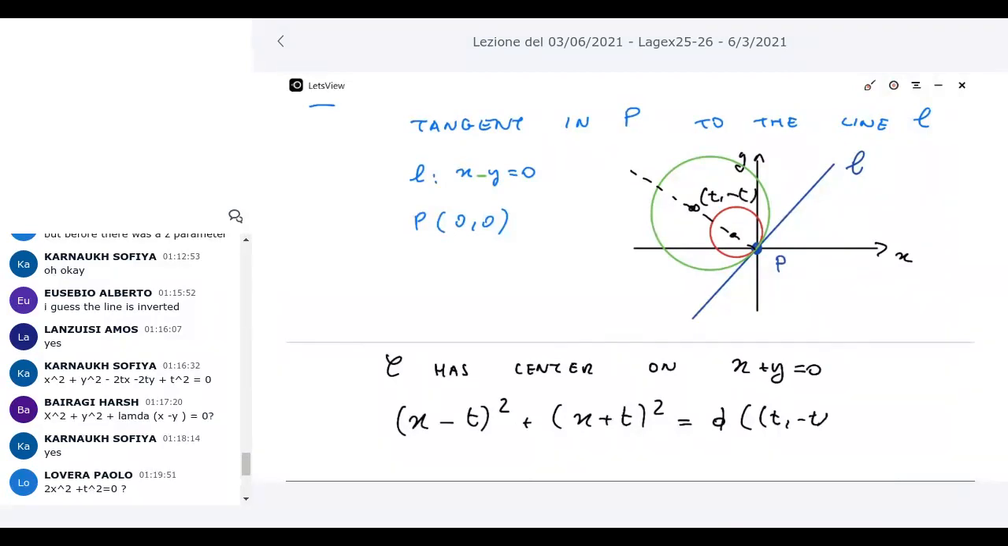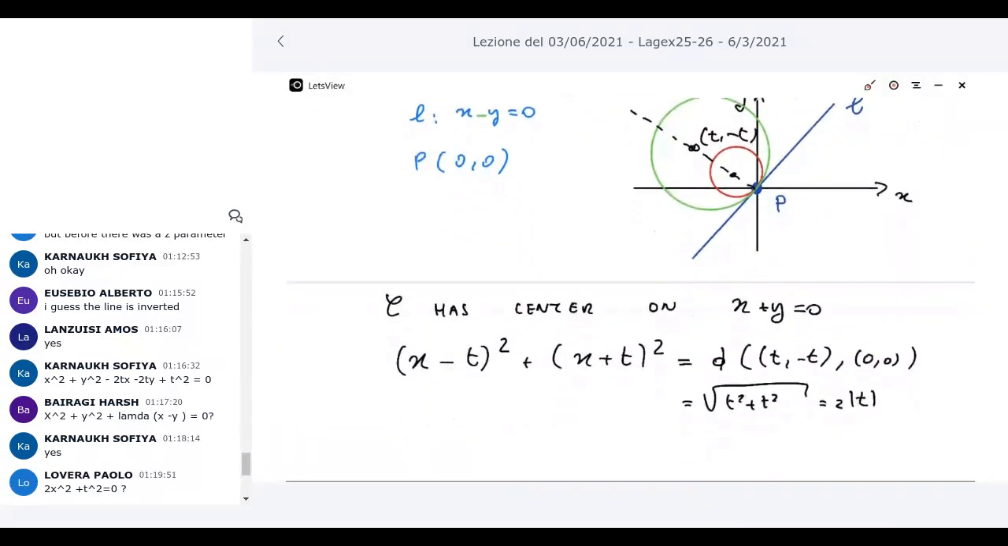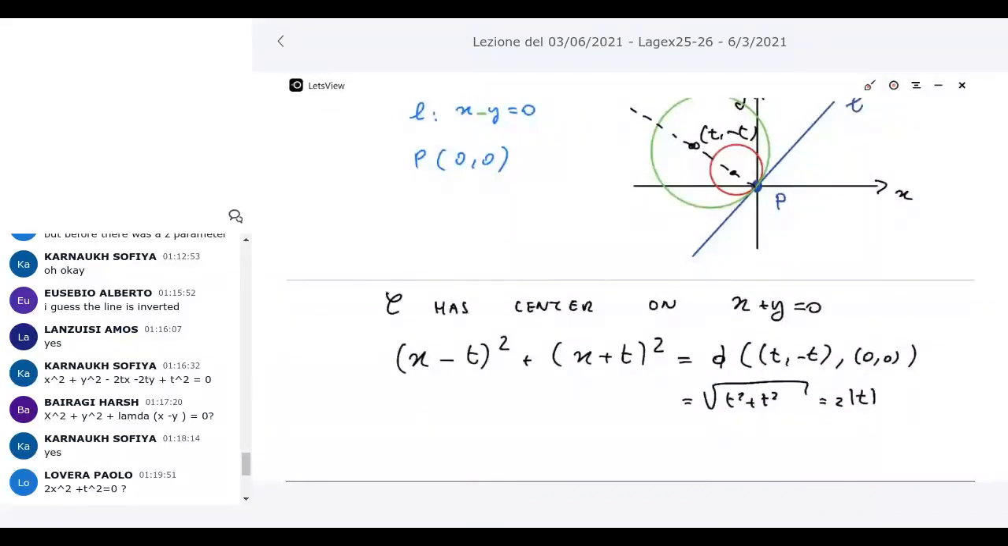So you want the distance between the point (t, minus t), which is the center of our circle, and the point P, which is the origin. And this is just the square root of t squared plus t squared. So it is twice the absolute value of t, if we want to do it like this. And in this way, we produce all these kinds of circles, right?